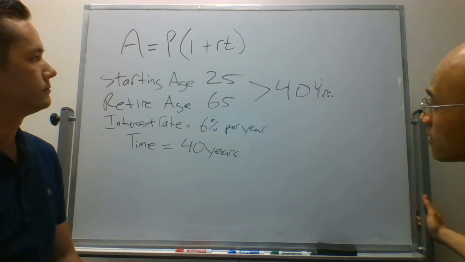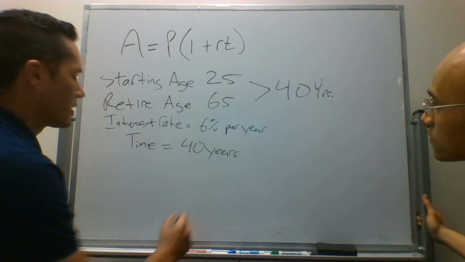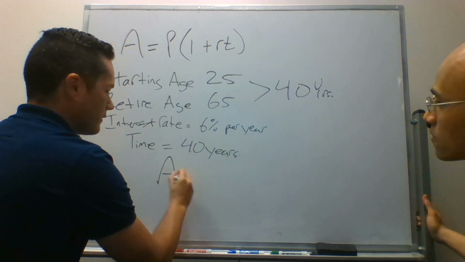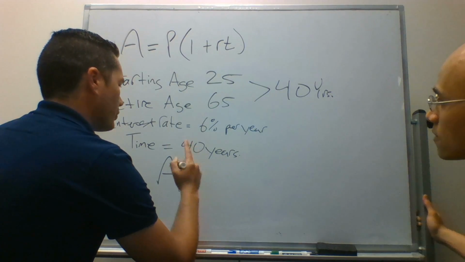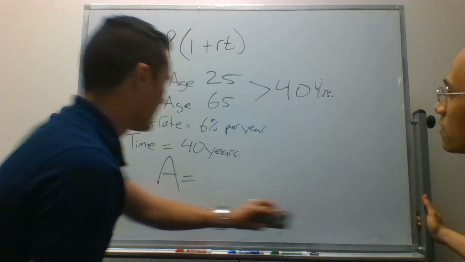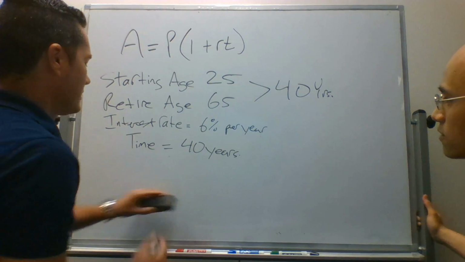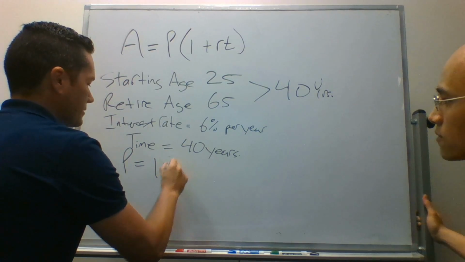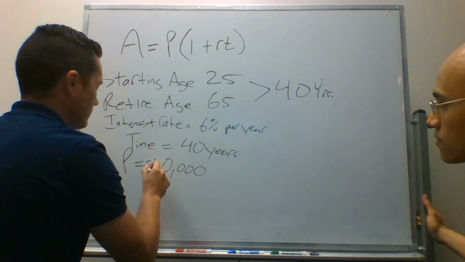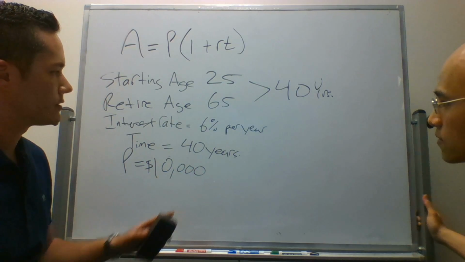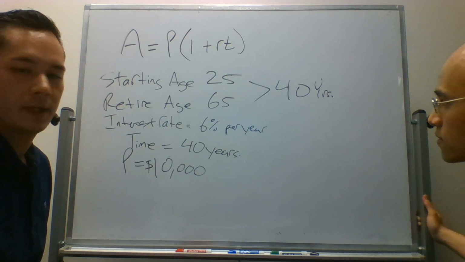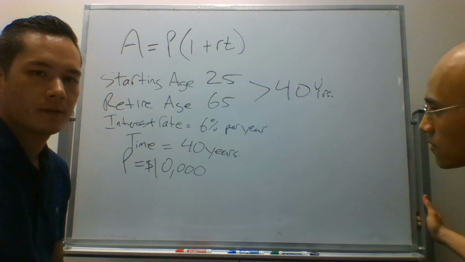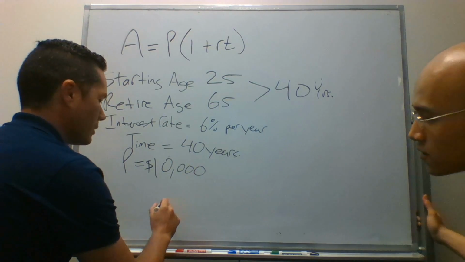Okay. So let's plug in these numbers. We're solving for A in this case. So the principal. Oh, sorry, I forgot to mention what the principal amount was. How much we're actually investing. Right. So the principal, in this case, is going to be $10,000. So we're going to invest $10,000 at 6% interest per year for 40 years. And how much would we have at the end? That's what we're going to solve for.